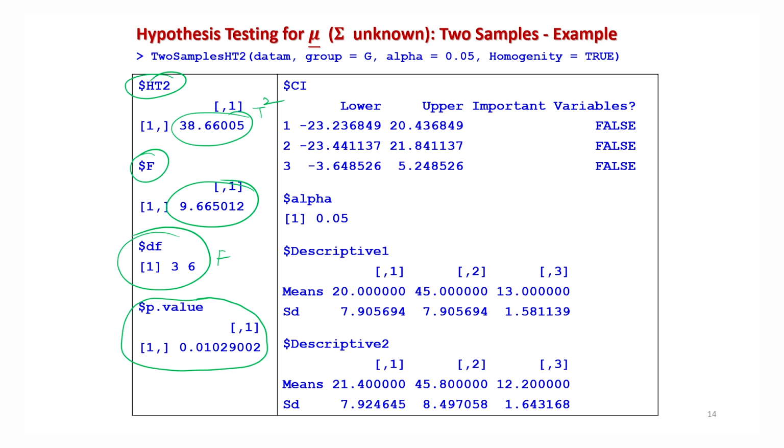So now you can see here, if you take alpha equal to 0.05 and the p-value is coming out to be 0.01, which is less than alpha, so your H0 is rejected. And when H0 is rejected, then this command will compute the confidence interval for the 3 variables, right?